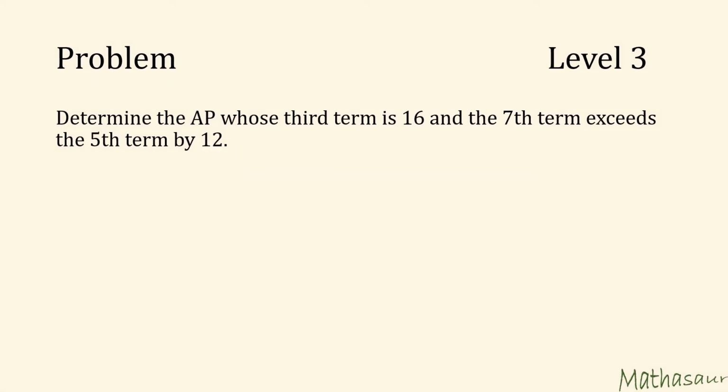Let us look at another problem. Determine the AP whose third term is 16 and the seventh term exceeds the fifth term by 12. We are given the third term a3 equals 16 and the seventh term exceeds the fifth term, which means that the seventh term is greater than the fifth term. So a7 minus a5 is given as 12. And we have to determine the AP, which means that we would need to find a and d.